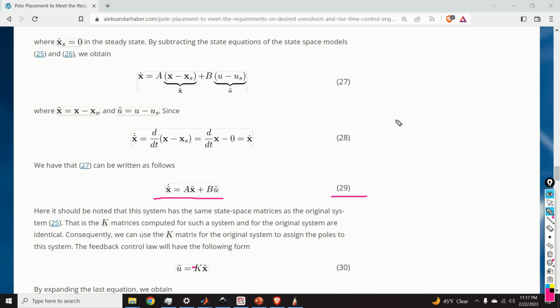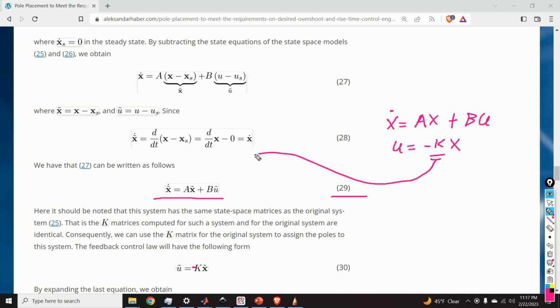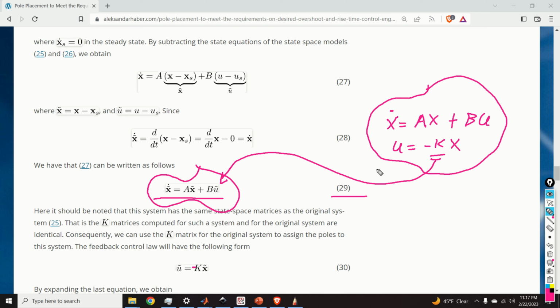That is, if we design a feedback control law for our original system that looks like this, the K will be the same as the K that stabilizes the system given by equation 29. That is, the closed loop poles of this system will be identical to the closed loop poles of this system for the same matrix K. And this is a very important fact to keep in mind.